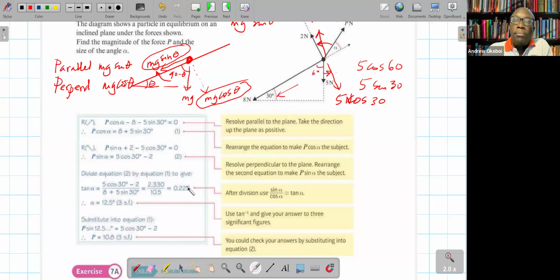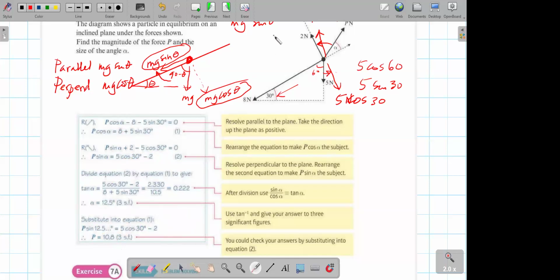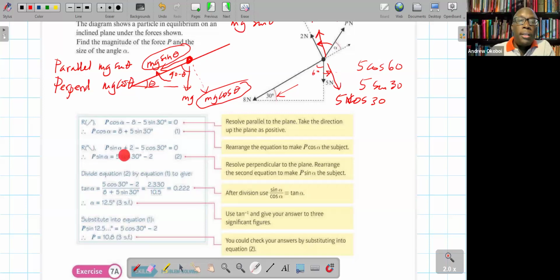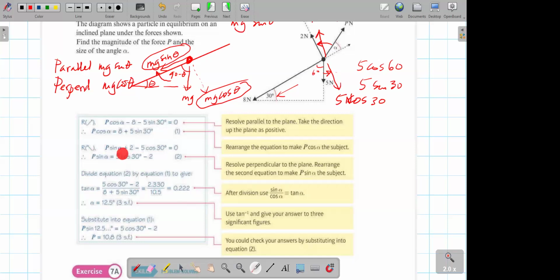Any questions on this? We're going to get a chance to look at several questions on inclined planes. Yes, Hannah, go ahead. Yes, sir. Could you please explain again how you got the second equation? This one here. Yes, please.